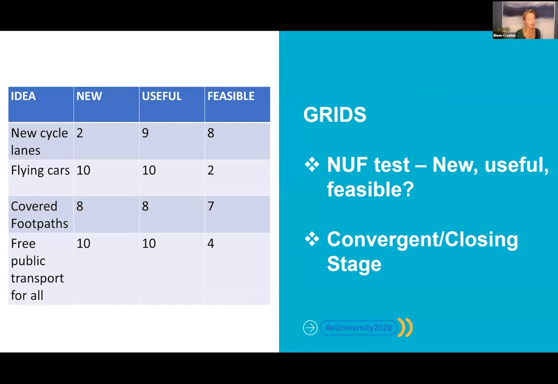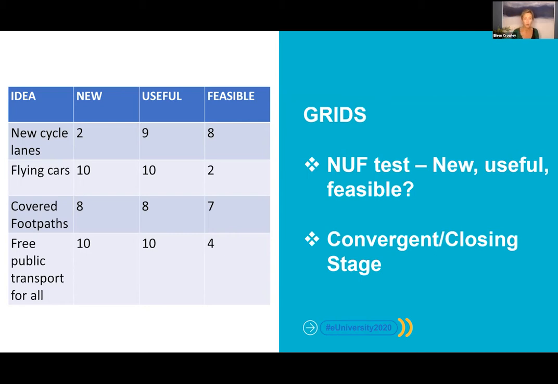So this is an example of a NUF test based around a sustainable urban mobility project. As you can see, new cycle lanes have been rated 2 in terms of newness, 9 in terms of usefulness, and 8 in terms of feasibility. Flying cars, they rate 10 in terms of newness, 10 in terms of usefulness, and 2 in terms of feasibility. And you continue to do that, so on and so forth with your ideas.